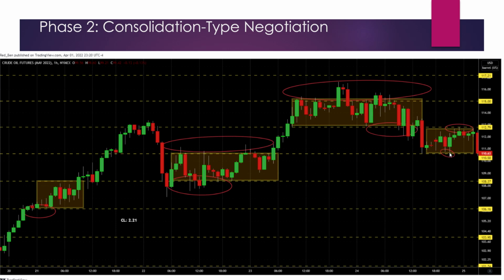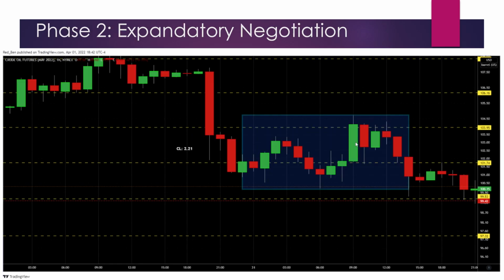So here's another one. It's testing here and testing here. So these are entries and exits or targets, and my primary profit target's at the mid. So that's an example. Now, what does expanding negotiation look like?